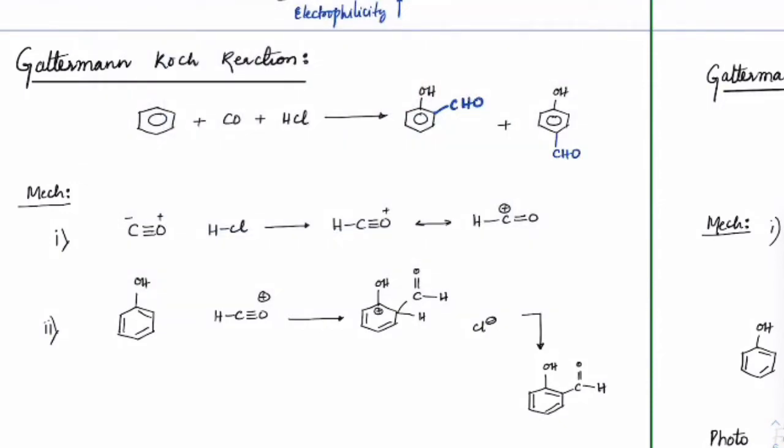See how the mechanism proceeds. The lone pair present on the carbon will first get protonated, Cl minus will leave, so we would get this group. This is called an acylium carbocation. So it forms like an acylium carbocation. Now this would act like an electrophile. This is its resonance form.